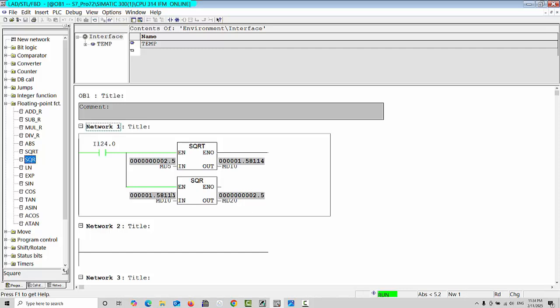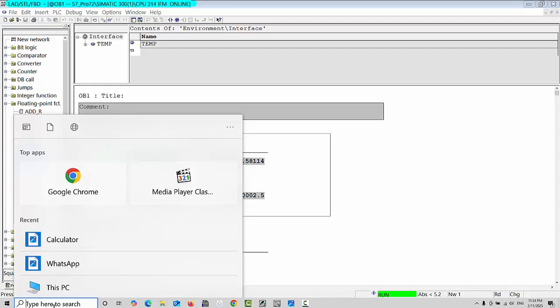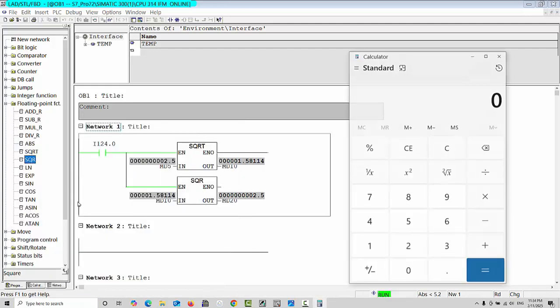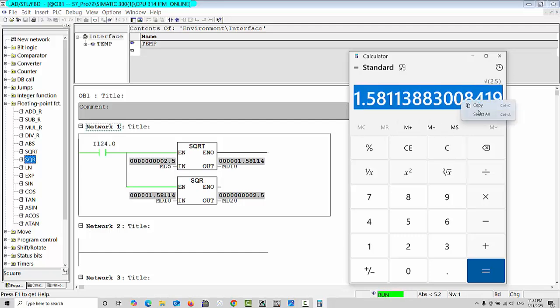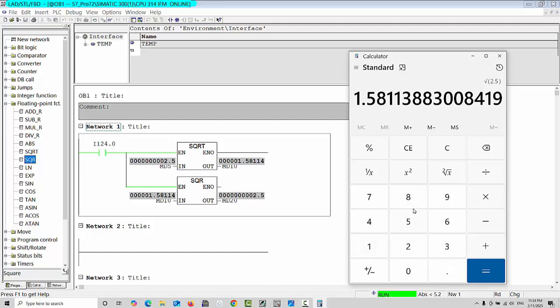How this answer comes, I will show you with one more explanation. For example, we will take the calculator. The square root of 2.5 is how much? You can see 1.581138, same as 1.58114. And if I copy this value and put it in the square, after that you can see the answer is 2.5.